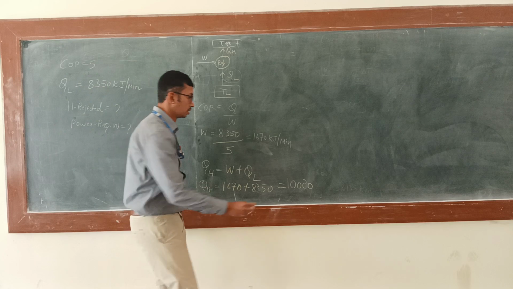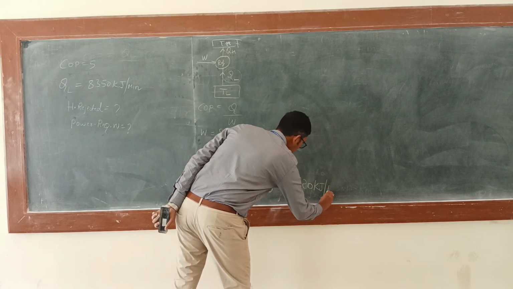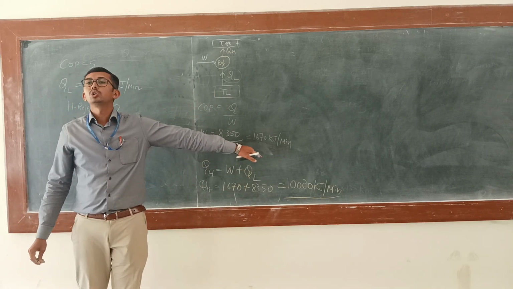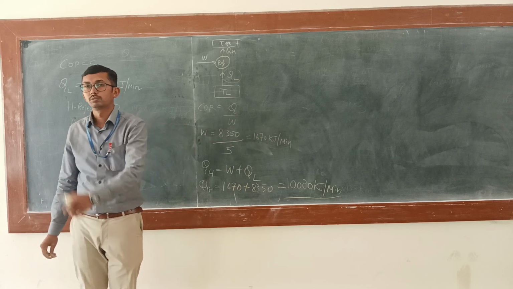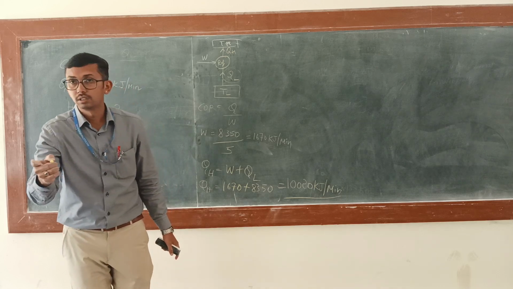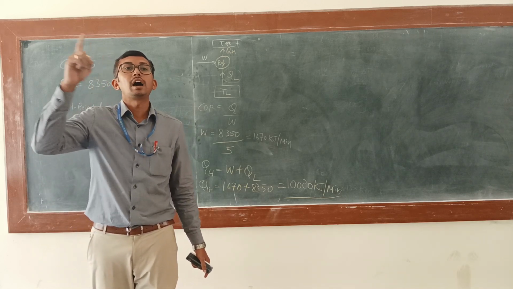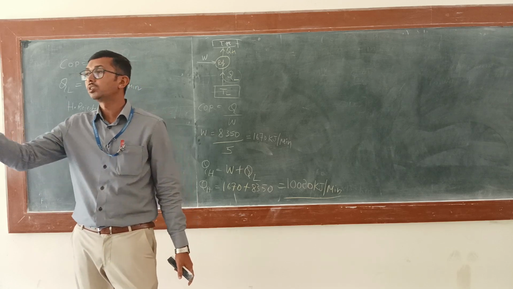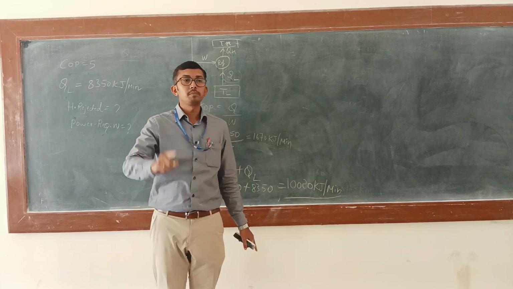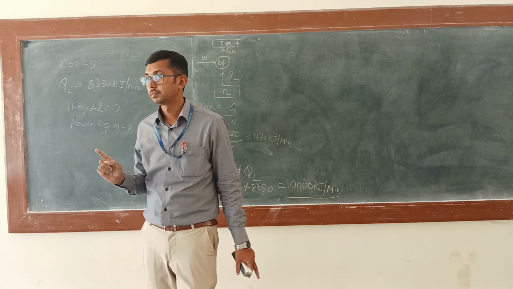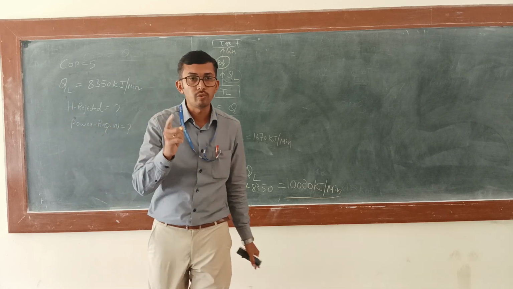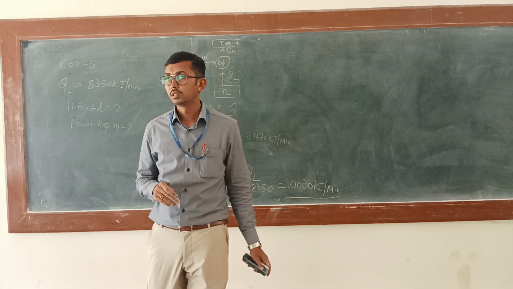One second, Max. If I need to convert this kilojoule per minute to kilojoule per second, divide by 60. When it is in hours, then it will be 60 into 60. Now we are in terms of minutes, so we are going to divide it by how much? 60. Then you are going to get it in terms of what? Kilojoule per second. Is it clear? Thank you.